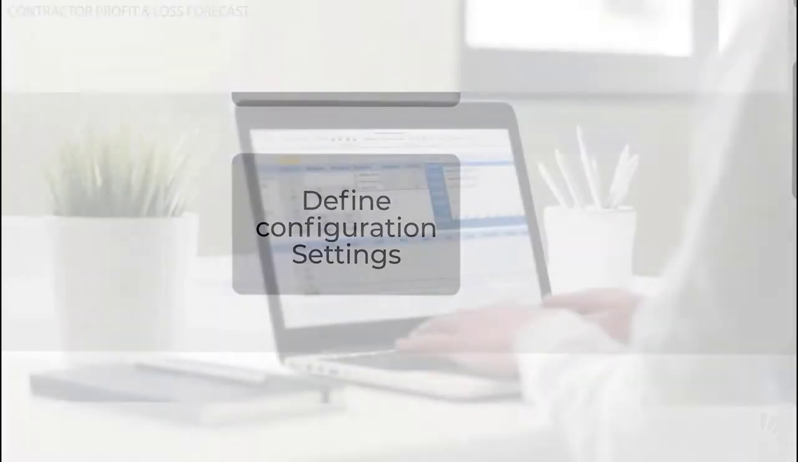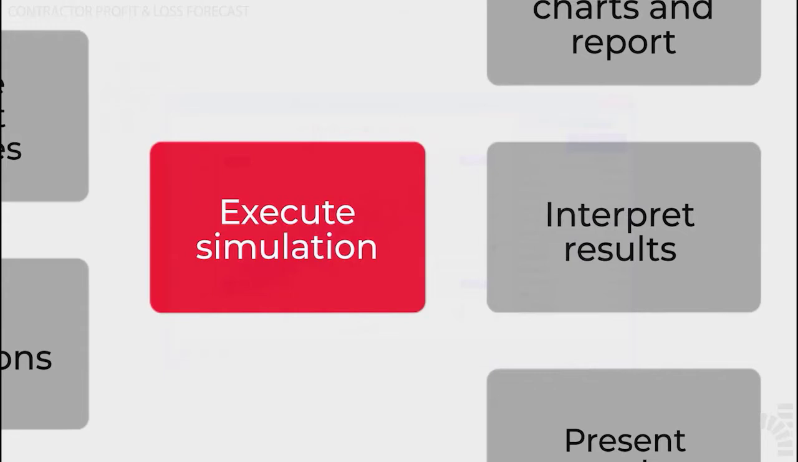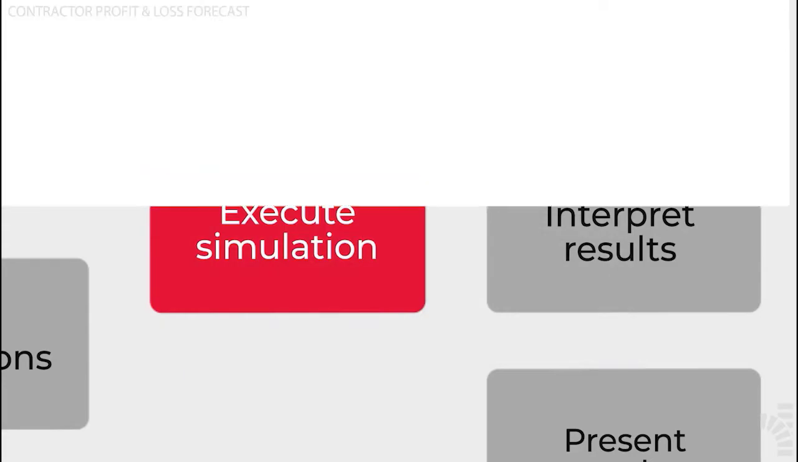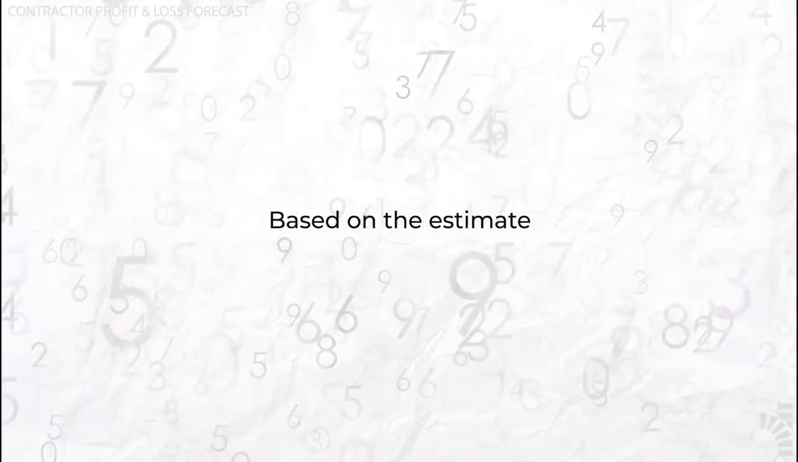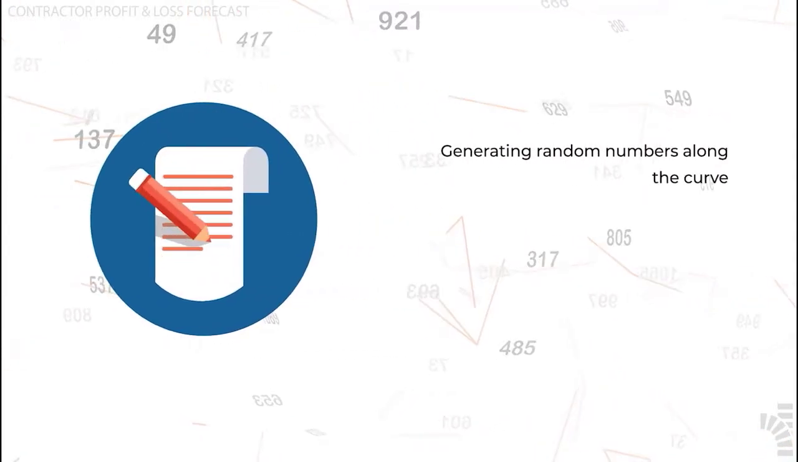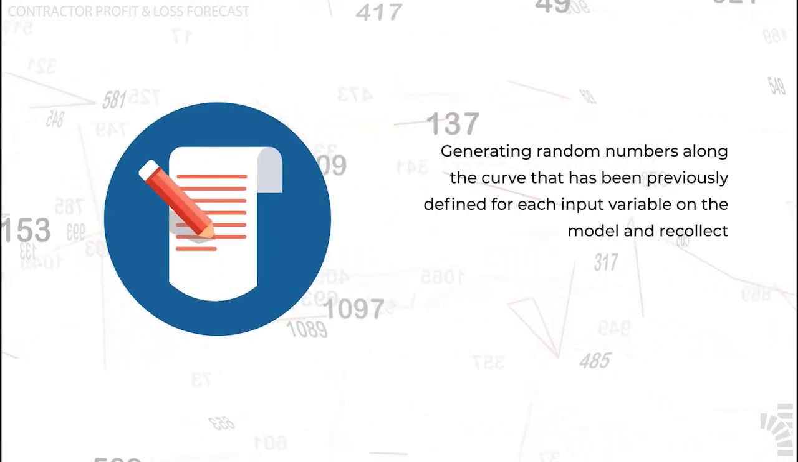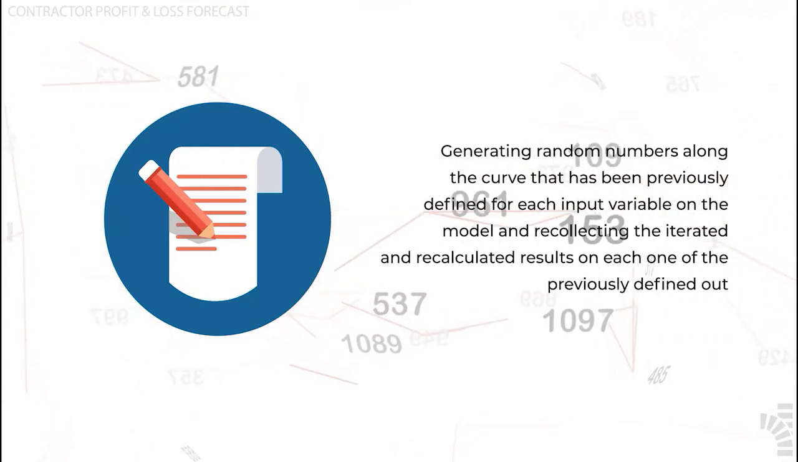5. Defining configuration settings allows the user to specify how the Monte Carlo simulation process is going to be run and controlled. 6. The core of the whole process consists of executing or running the Monte Carlo simulation. At this step, @Risk simulates thousands of probable outcomes based on the estimated statistical distributions of each variable on the model. Simulating means generating random numbers along the curve that has been previously defined for each input variable on the model and recollecting the iterated and recalculated results on each one of the previously defined outputs of the model.